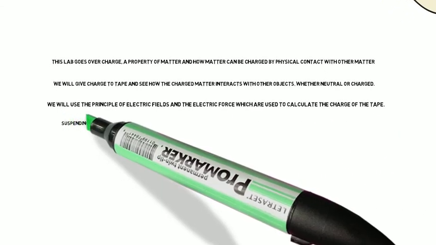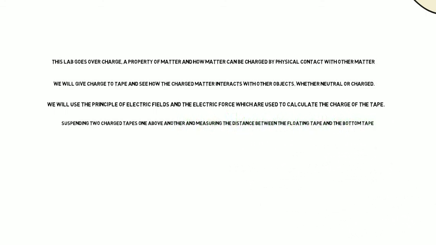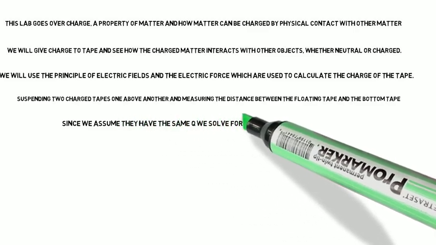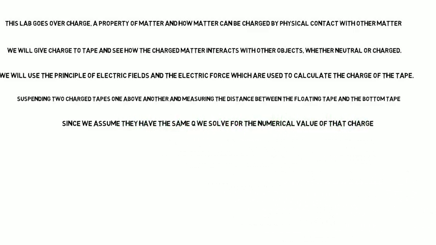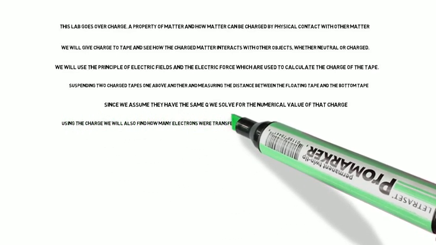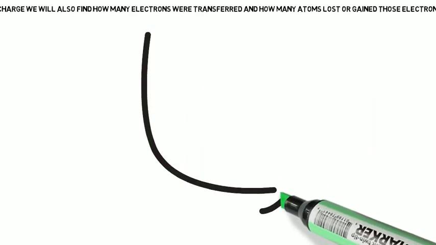to calculate the overall charge on the tape. By suspending two charge tapes one above the other and measuring the distance between them, we can solve for the numerical value of that charge. Using the charge, the lab also goes over how to find how many electrons were transferred and how many atoms lost or gained those electrons.